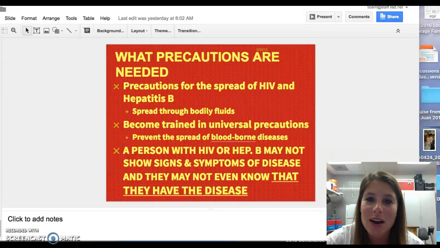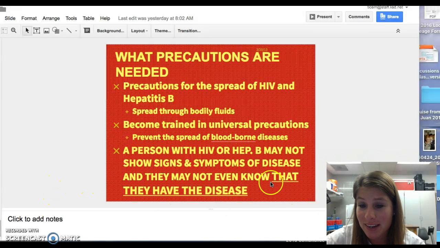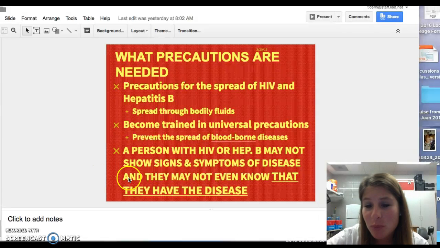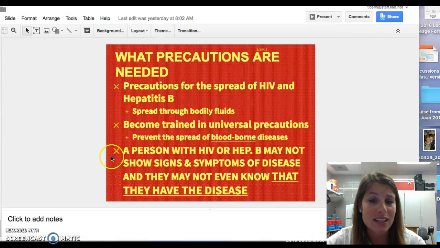And please remember about our diseases that we talked about, the HIV and the hepatitis, okay? Remember that some people may not present with any signs or symptoms. They might not even know that they have a condition, okay? So please keep that in mind, okay? Very important life-changing diseases, and you don't want to accidentally come in contact with that.